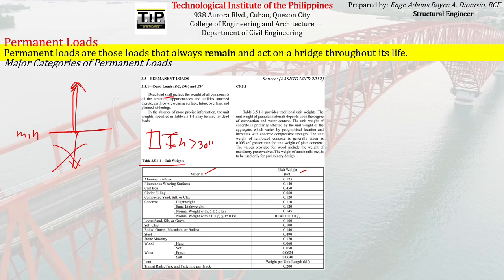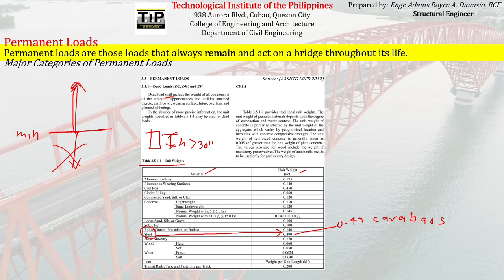Kunyari, meron kang steel na ginamit dun sa structure mo. So, according to this table, the unit weight of steel is equal to 0.490. So kung isipin mo, ano ba yung 0.49 na yon? 0.49 carabaos ba yan? Or houses? Or whatever? Anong units niyan?